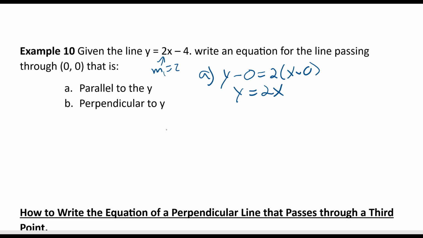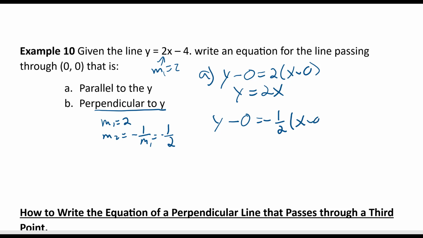Now for B, we're looking for perpendicular to y. So if m1 is 2, m2, the new slope, is negative 1 over m1, or negative 1 over 2. So y minus 0 equals negative 1/2 times x minus 0, or y equals negative 1/2 x.